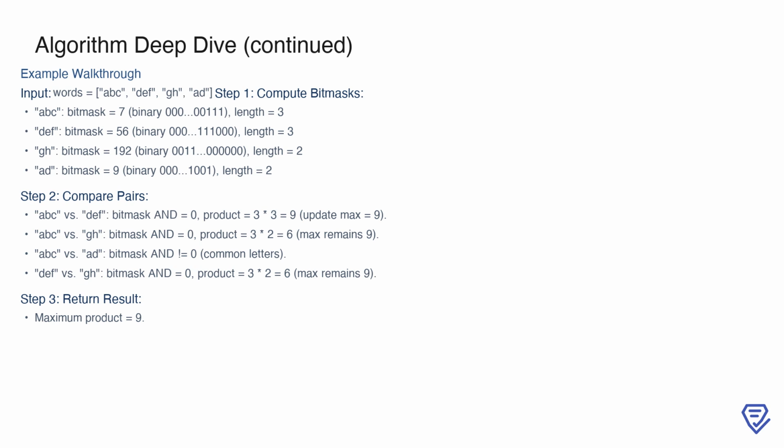Next, we compare all pairs. For abc and def, the bitwise AND of their bitmasks is 0, meaning no common letters, so we calculate the product as 3 times 3 is equal to 9. For abc and gh, the AND is also 0, but the product is 6, which doesn't exceed the current maximum. When comparing abc and add, the AND is non-zero, so they share letters and are skipped. For def and gh, the AND is 0, with a product of 6. After evaluating all pairs, the maximum product is 9, which is returned as the result.